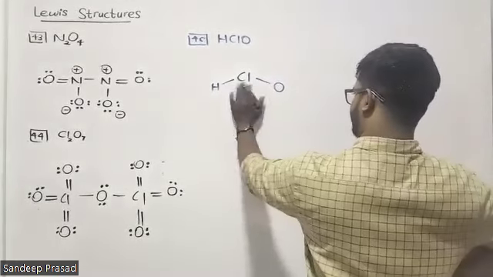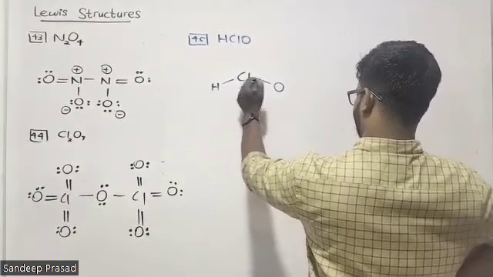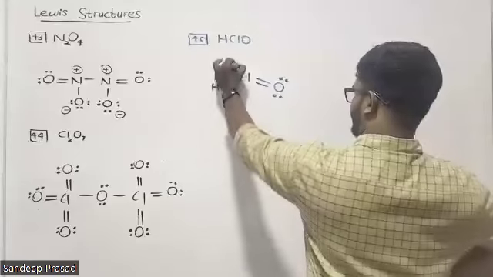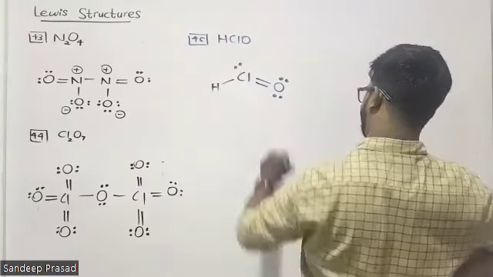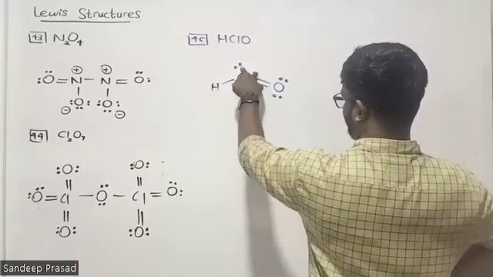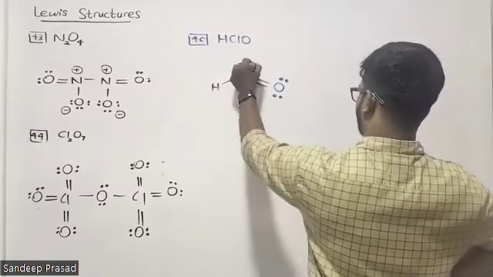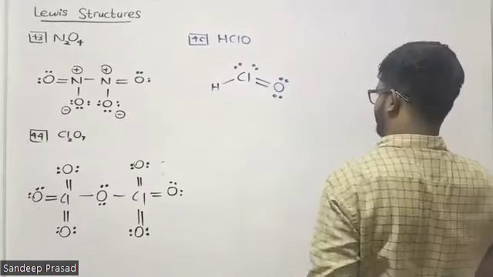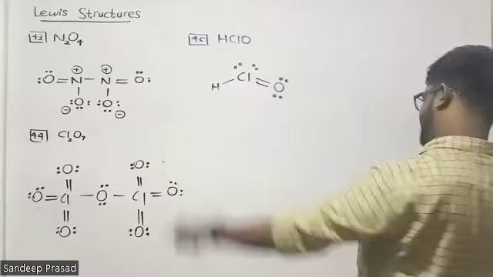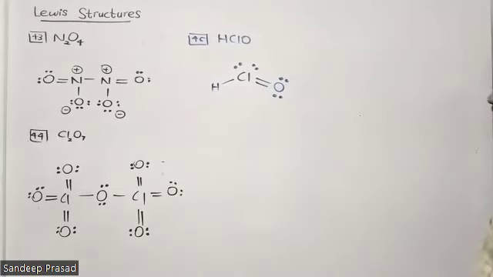We can't make any double bond between chlorine and hydrogen, but we can make a double bond between chlorine and oxygen. In order to satisfy the octet, we have to put lone pairs. We can see 1, 2, 3, 4, 5. In the valence shell of chlorine, there should be 7 electrons: 1, 2, 3, 4, 5, 6, 7. Then this is hypochlorous acid.